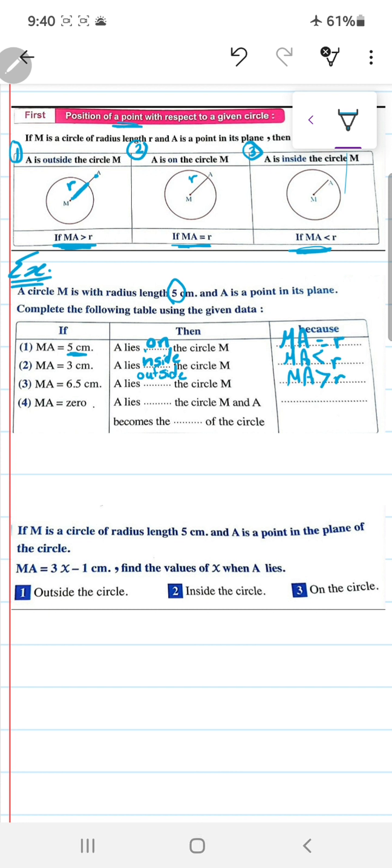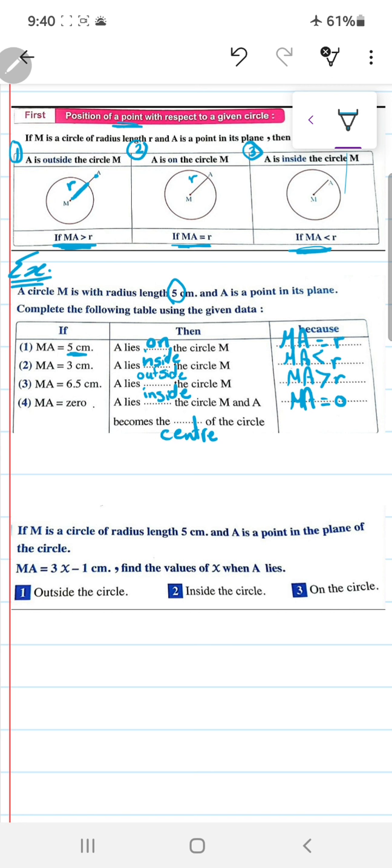Okay, the last one, here MA equals 0. So here A is the center. Why? Because A doesn't move away. Here MA equals 0, so we don't have any distance between M and A. So here A lies inside the circle and A becomes the center of the circle. Why? Because MA equals 0.